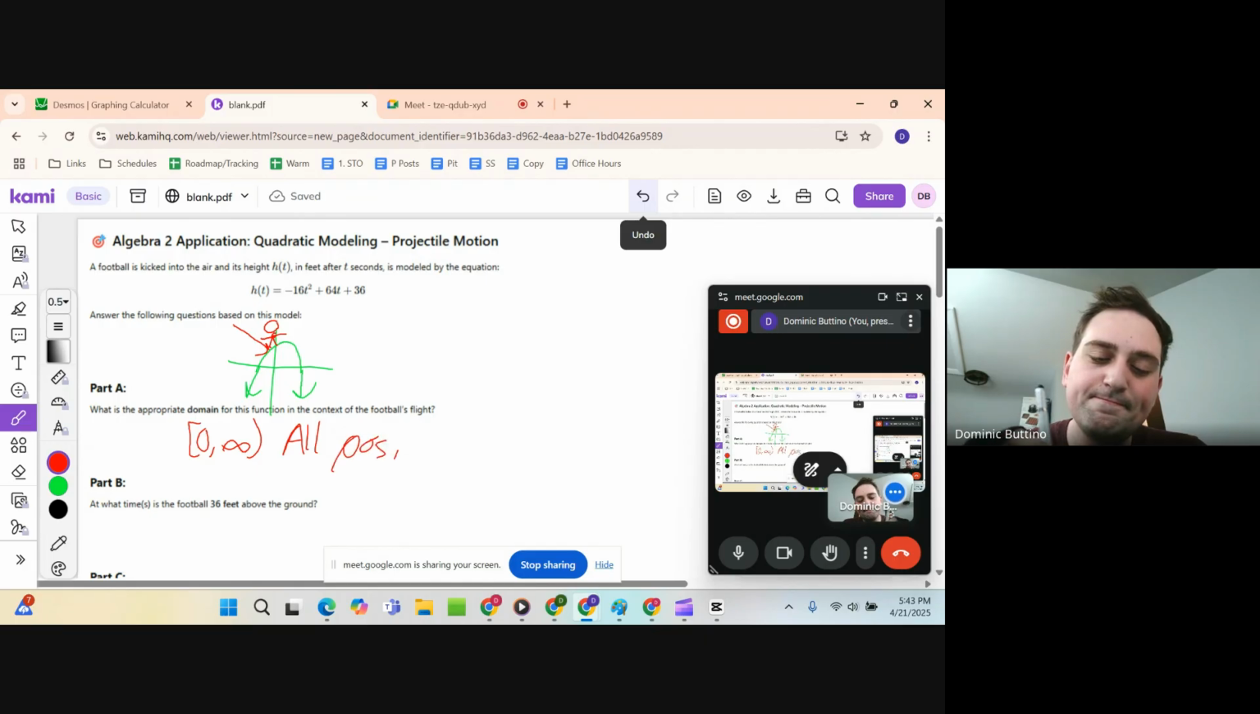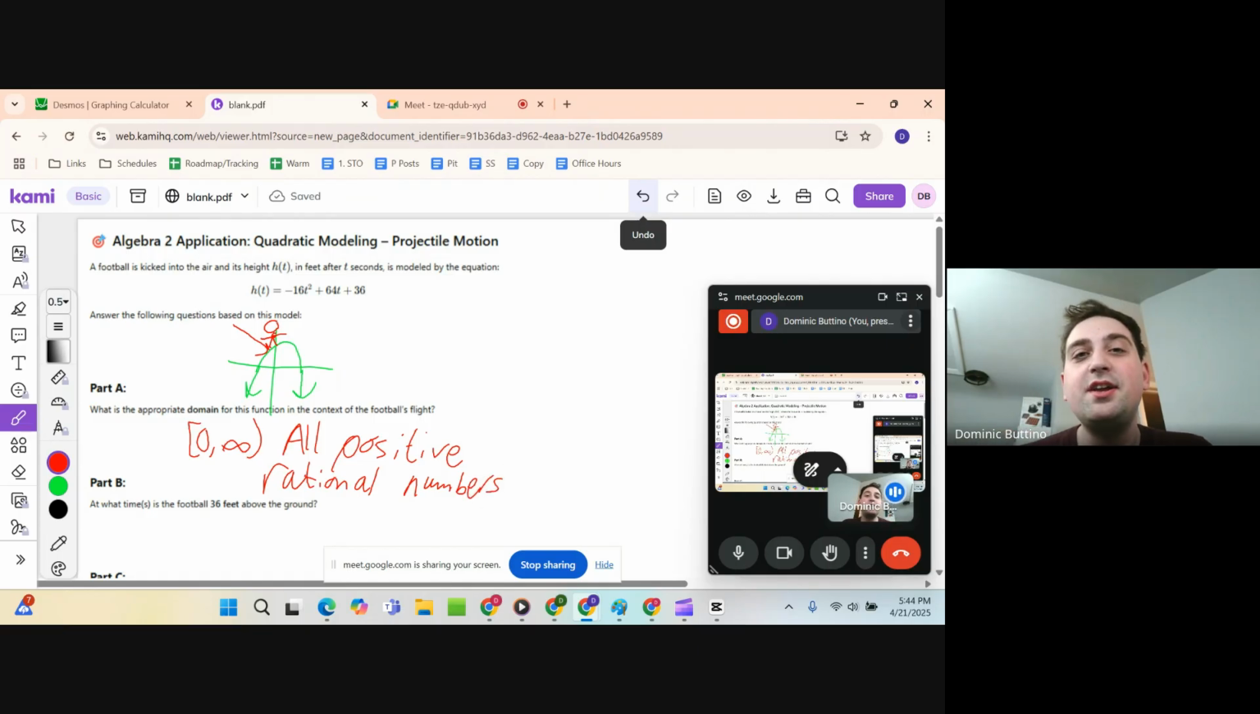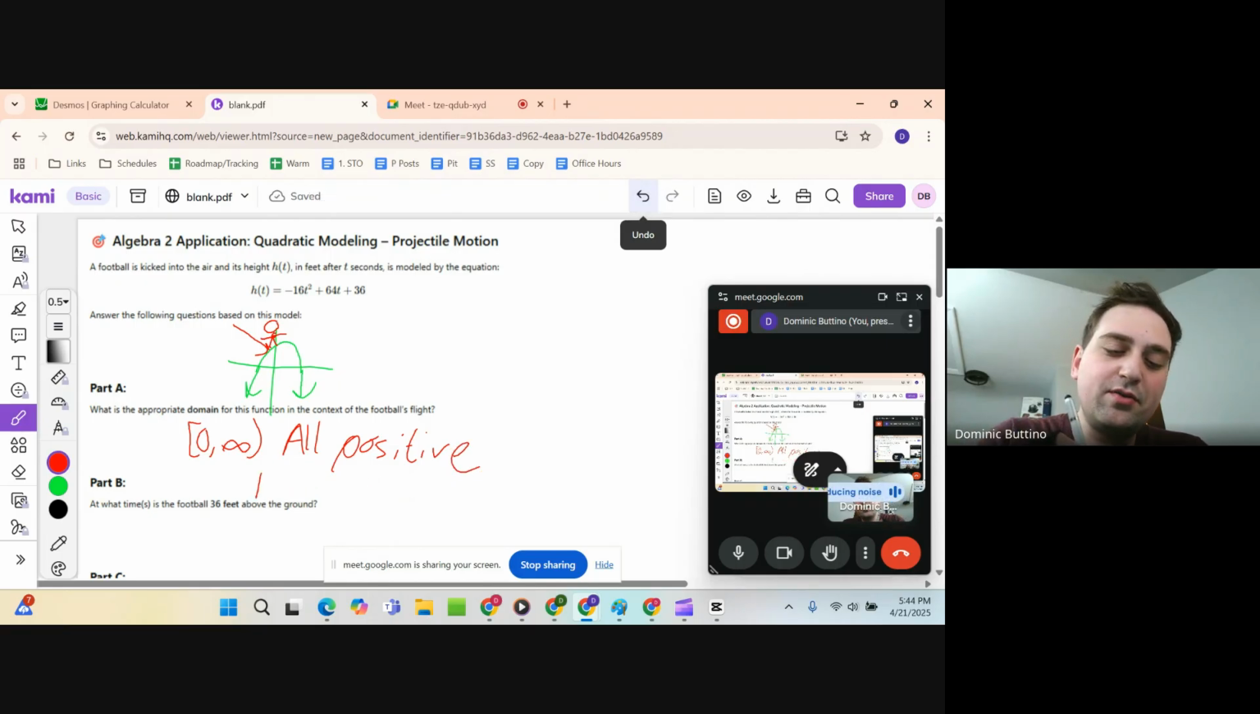So the appropriate domain, though, you would say, is all positive rational numbers. And all that means is that we're not just looking at integers. We're looking at any, or no, not even rational. We're looking at all positive real numbers, right? Because rational would mean that you can have numbers that can be written as a fraction of one whole number divided by another whole number. But we can also include the irrational numbers, right? All positive real numbers, specifically.